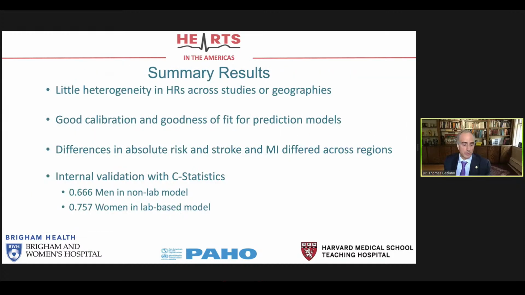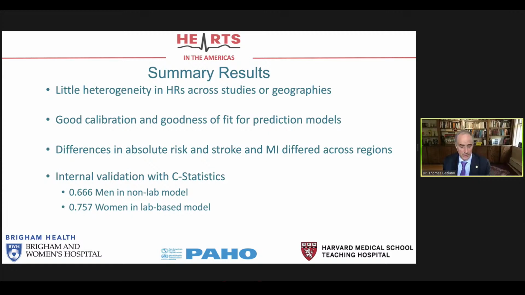So, summary of the results. There's little heterogeneity in the hazard ratios across the studies or geographies with regards to any of the specific risk factors. There was good calibration and goodness of fit for the prediction models in all of the 21 regions. There were differences in absolute risk of stroke and MI across regions on the basis of the fact that there are different levels of the risk factors in each of the different regions.